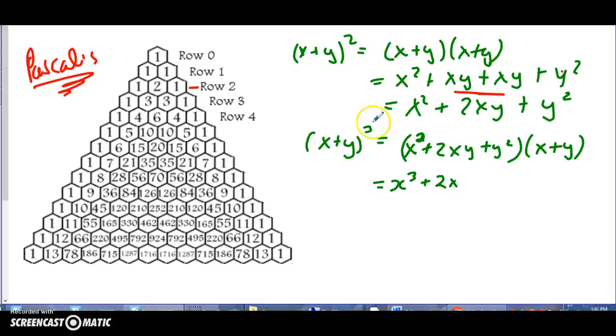Well, that's x plus y squared times x plus y, right? So it's whatever I found x plus y squared is, times x plus y. I already started this here, but let's keep going. So x times x squared is x cubed. x times 2xy is 2x squared y. Then I go this term times x, which is going to be xy squared. Then I'll go y times all these terms here.